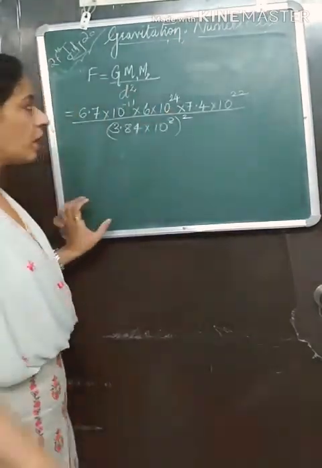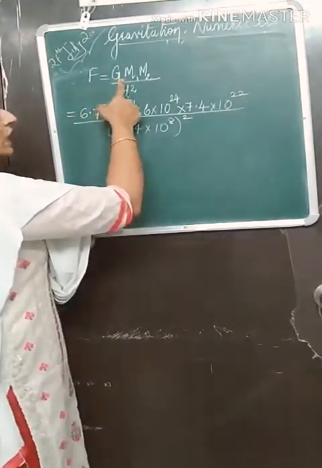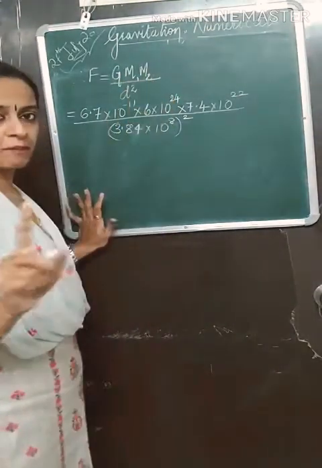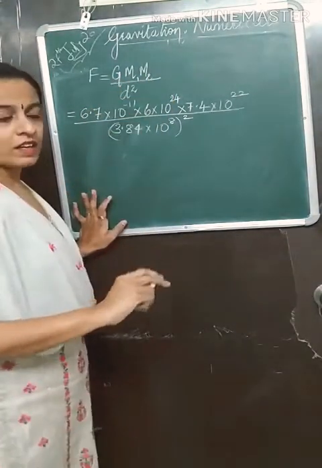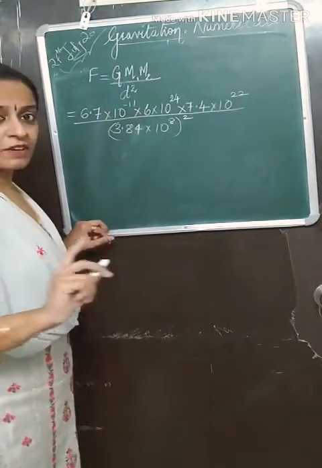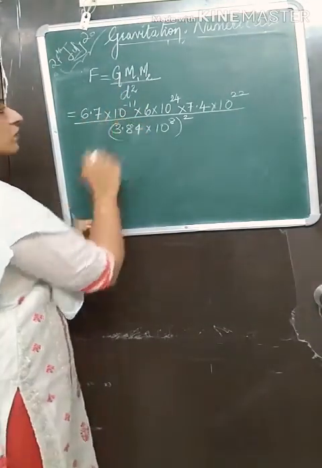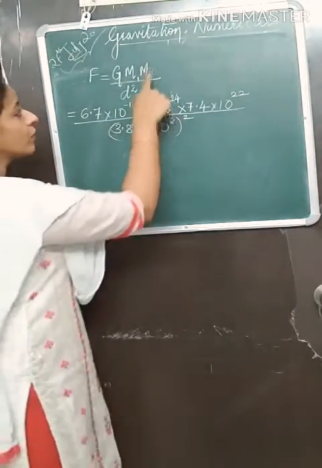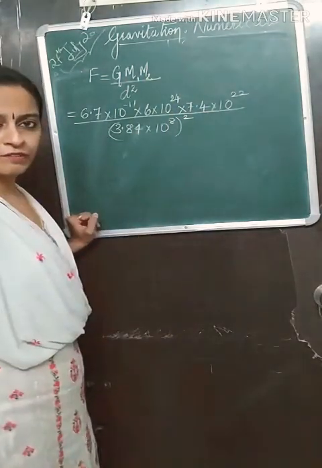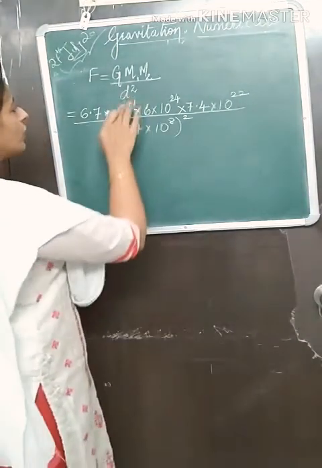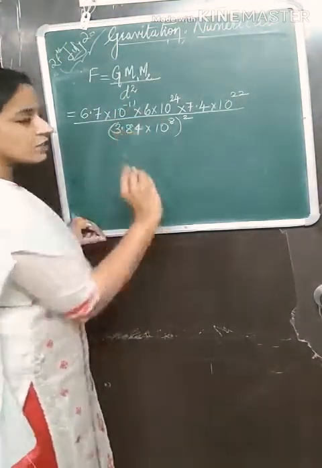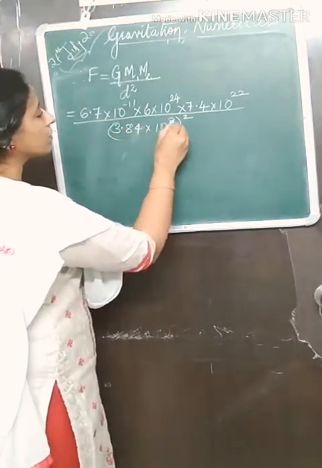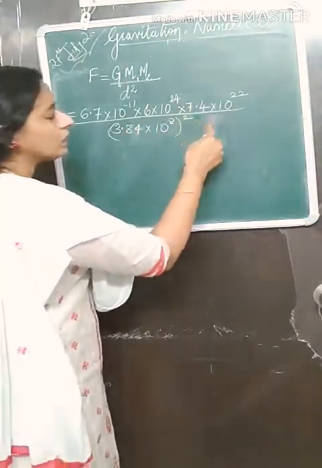See, I have written the formula once again. F is equal to G, because we were talking about planets, so I wrote M1 and M2 in capital, upon d square. How much is G? Given in the question, 6.7 into 10 raised to minus 11. Mass of the earth, 6 into 10 raised to 24. Mass of the moon, 7.4 into 10 raised to 22, upon distance square. Distance we had converted into meter, so we got 3.84 into 10 raised to 8, the whole square.